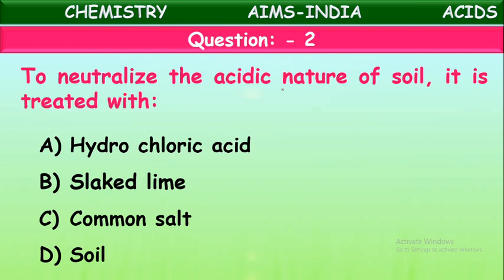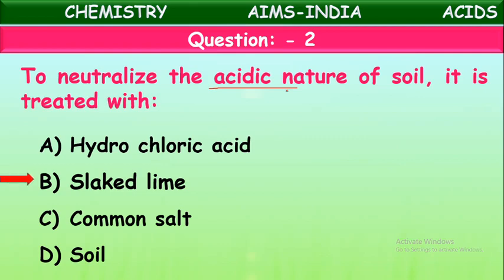Yes, actually, if the soil contains acidic character, to neutralize that, a certain base is added. So what is the base we talked about? Either calcium hydroxide, which is called slaked lime, or quick lime, which is called calcium oxide. Either of these two is sprayed on the soil. Both calcium hydroxide, slaked lime, and calcium oxide, quick lime, are basic in nature. These react with the acids present in the soil and neutralize them. So what is the correct option, children?